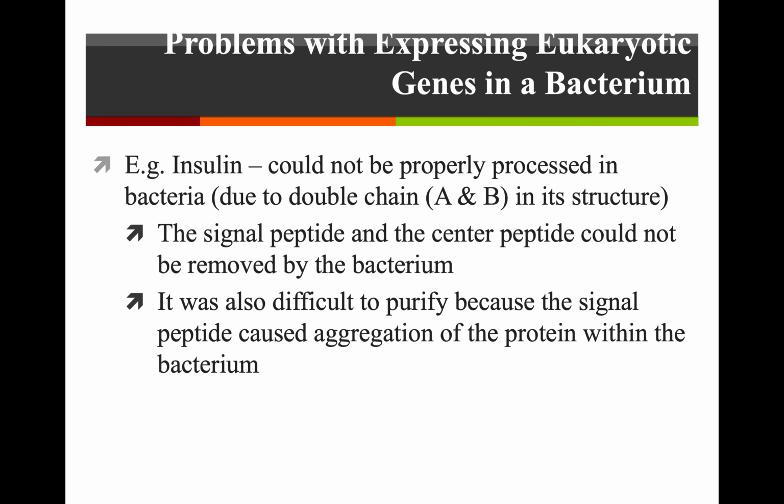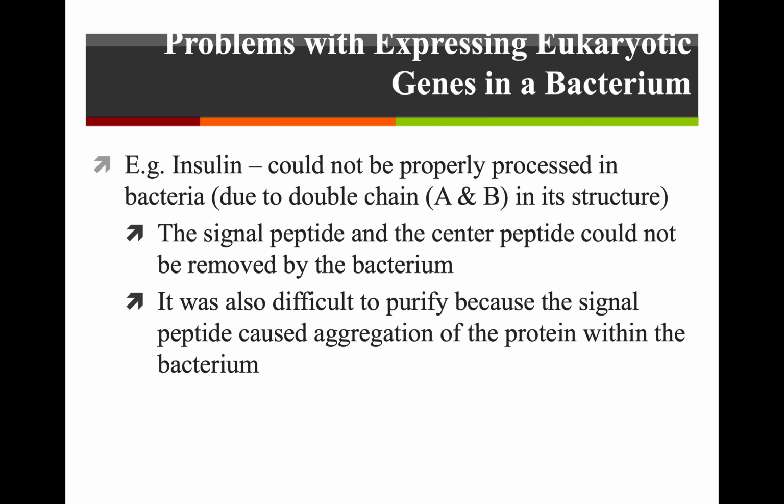So there are problems with expressing eukaryotic genes in bacteria. So this is where you can see that this topic is actually a combination of both. Again, taking the example of insulin, because I think everyone could relate to it, right? You guys know what insulin does to our body, right? So insulin usually could not be properly processed in bacteria, because obviously it is basically generated from human or animal. It is also because of the A plus B chain in the structure, preproinsulin A, preproinsulin B. So the signal peptide and the center peptide could not be removed by the bacterium.